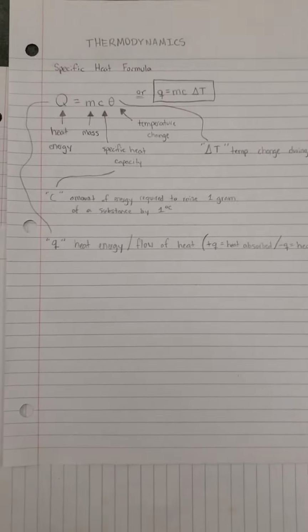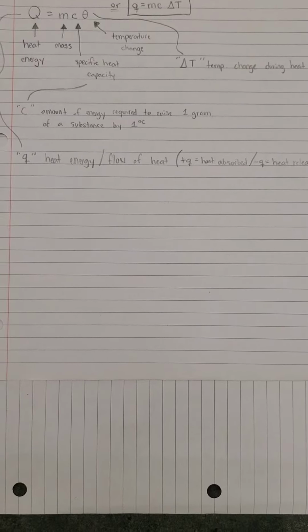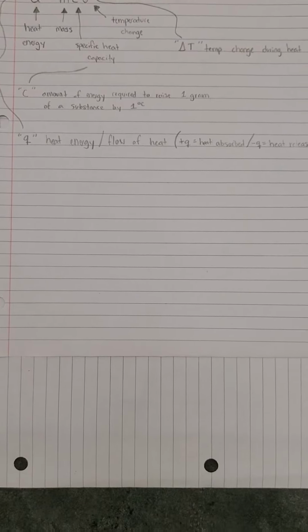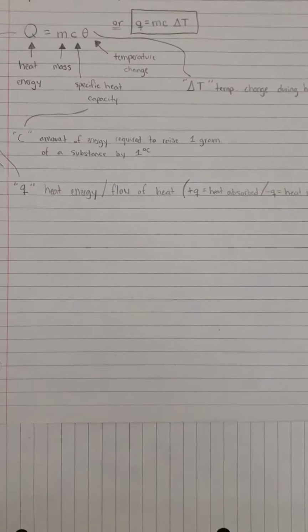the change in temperature. So to elaborate on Q, Q is the flow of heat. If Q is positive, heat is being absorbed, and if Q is negative, heat is being released by the substance. And to elaborate on C, C is the amount of energy required to raise 1 gram of a substance by 1 degree Celsius. And here we have our problem.